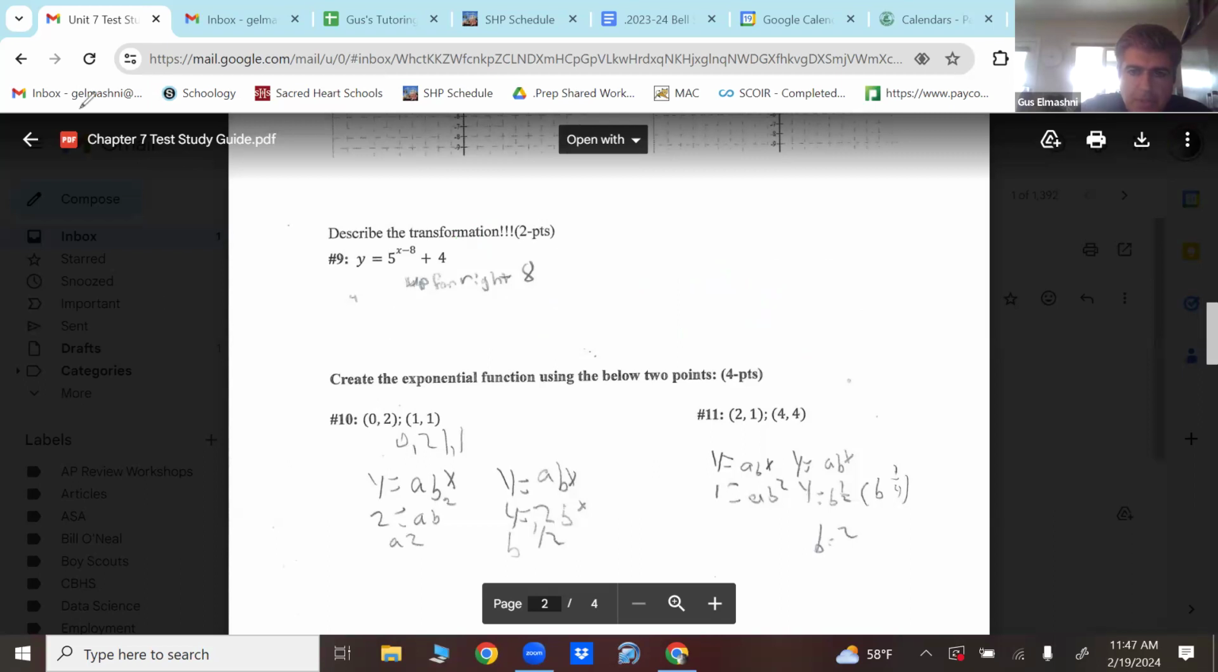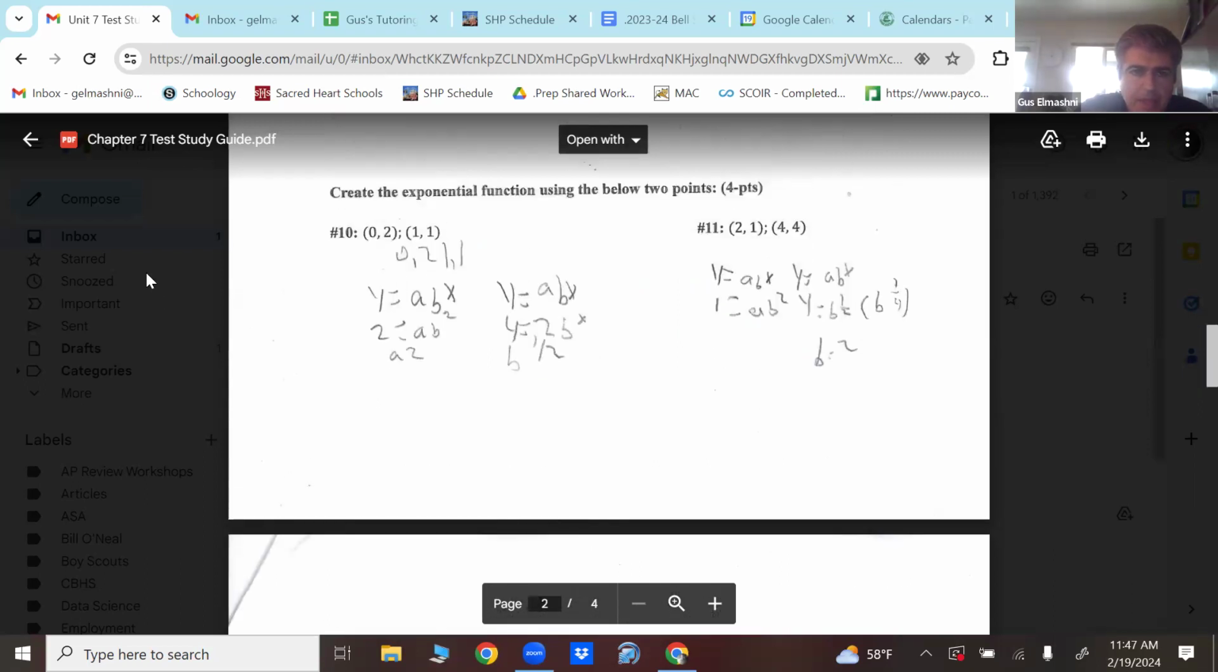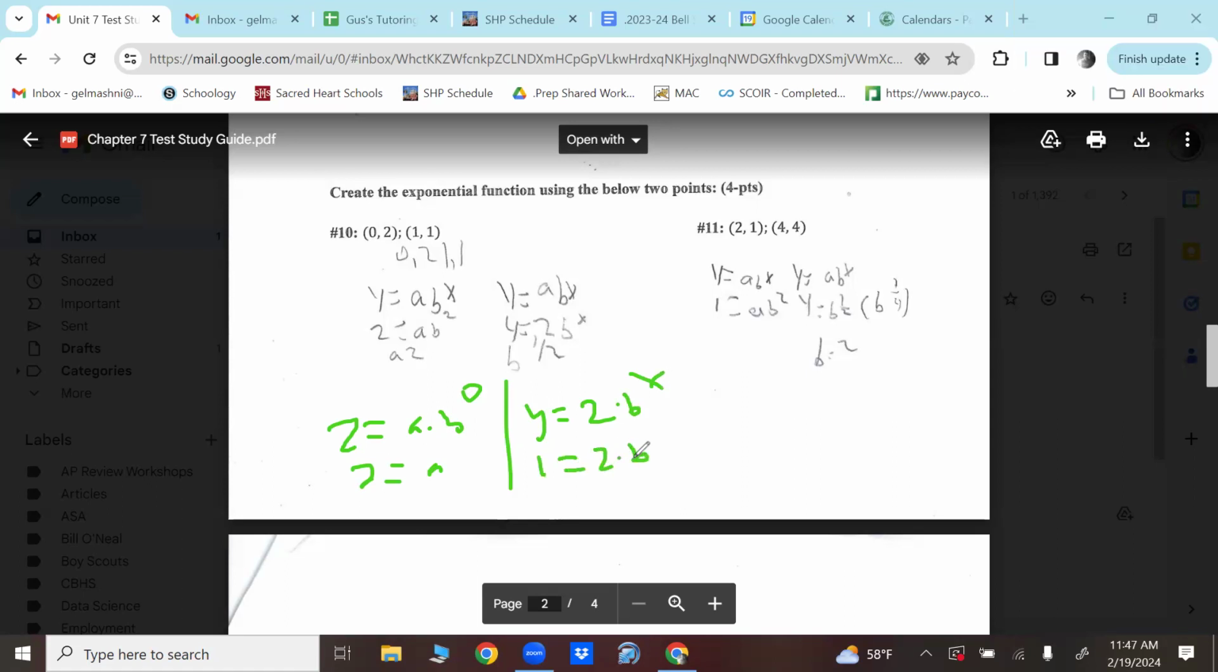So speaking of which, we should actually look at this one here. That's the general form. That's good. But you've got to plug in 0 for x. So 2 equals a times b to the 0 power. Anything to the 0 power is always 1. So a is 2. So y equals... plug in 1 and 1. So b is 1/2.